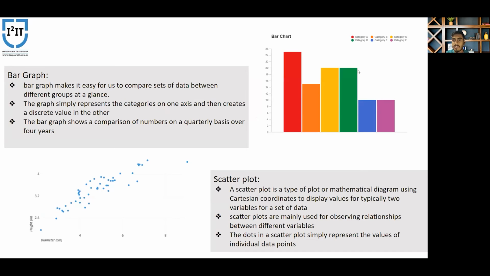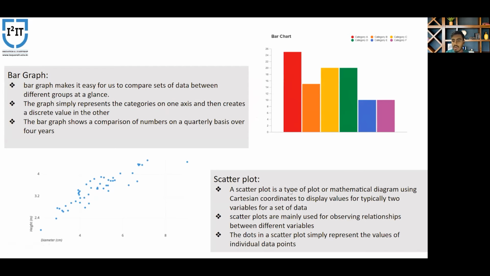Bar graph, this is the diagram for the bar graph. A bar graph is easy to compare. It compares the sets between two different groups at a glance, and the graph places categories on one axis and discrete values on the other axis. It also shows the comparison of numbers over quarterly years. We can show the comparison between the data.